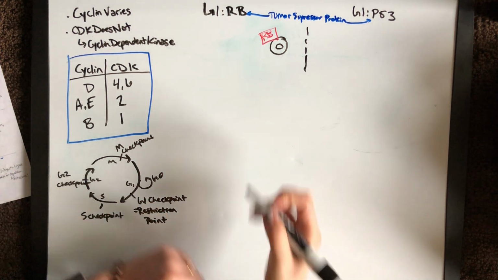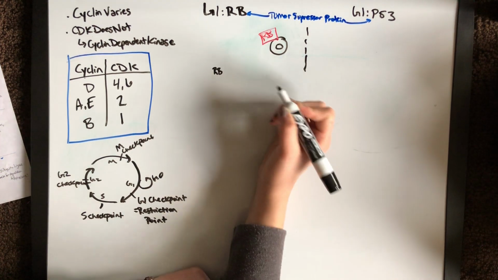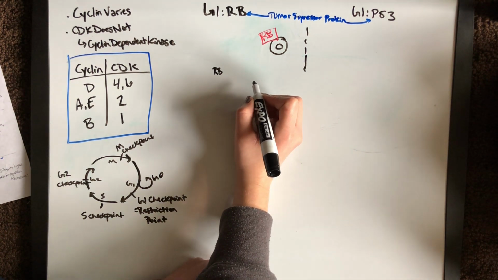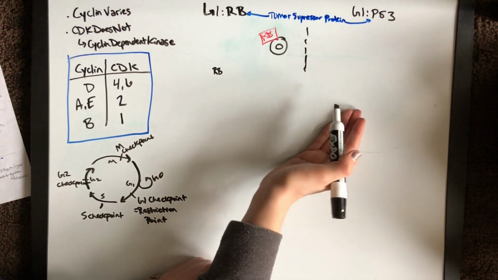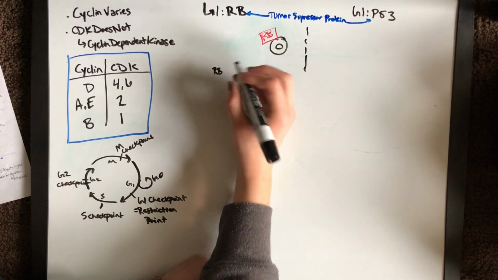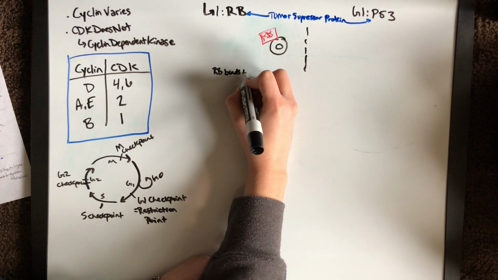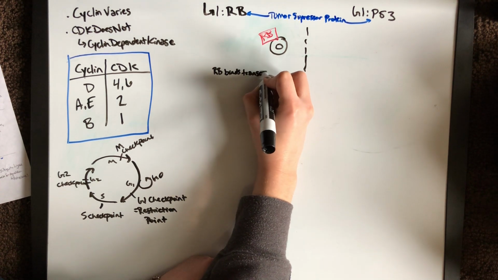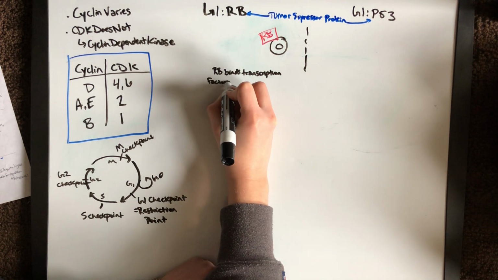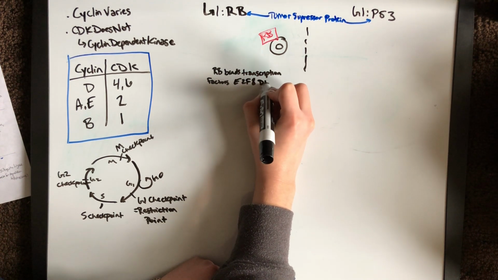So our RB is going to bind to transcription factors E2F and DP12. So those are transcription factors that would usually let the cell go into S phase, but we're going to stop it and hold it in G1 phase for now. So RB binds the transcription factors E2F and DP12.